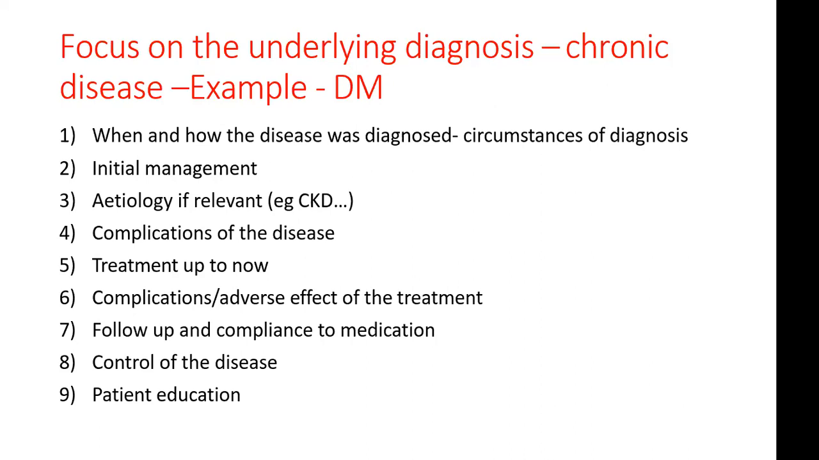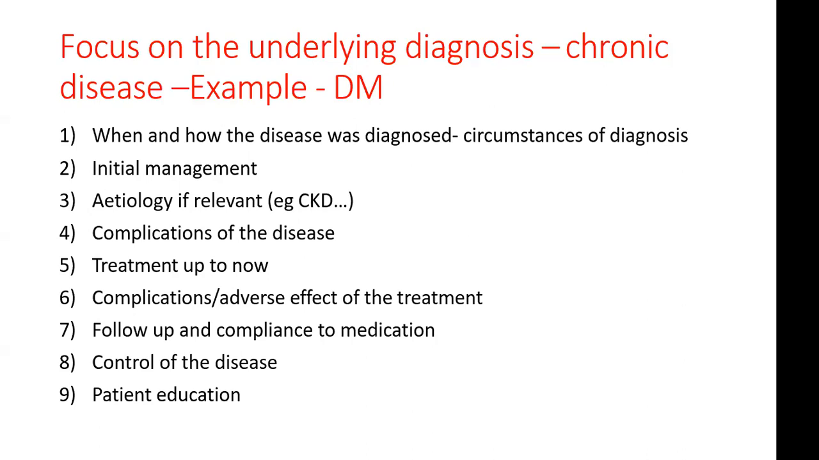Then talk about the complications of the disease. So, for example, diabetes, you have to talk about the vascular complications, non-vascular complications. Examples of non-vascular complications are things like infections, recurrent infections. Vascular complications can be macrovascular or microvascular. So you have to describe the complications of the disease. And then give a nice timeline of treatment up to now. Okay? Timeline of treatment up to now. Highlighting any hospital admissions the patient has had for complications.